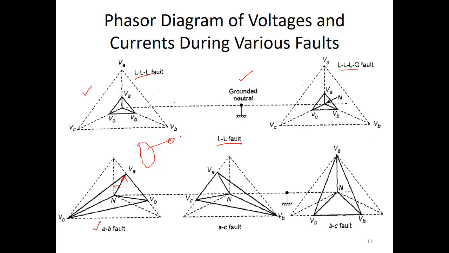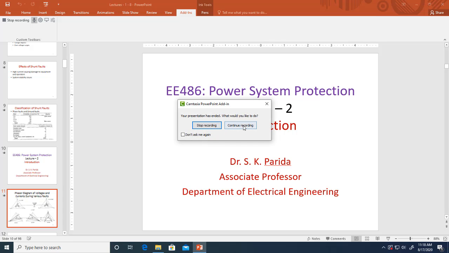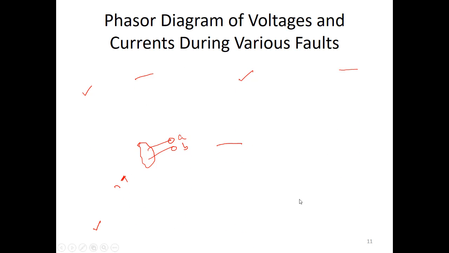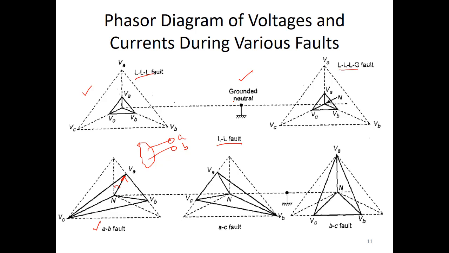this is phase A, phase B, and phase C here. So phase A and B are shorted, right? So let us say the current is flowing from A to B.